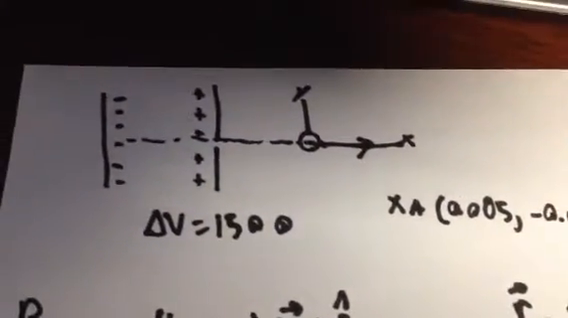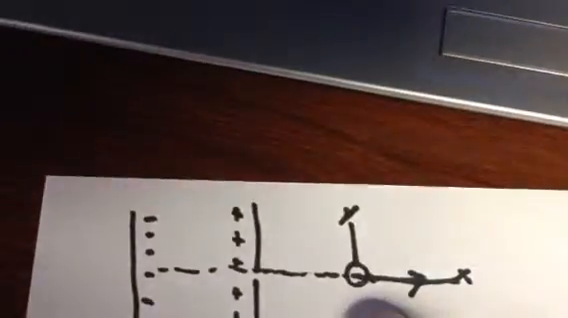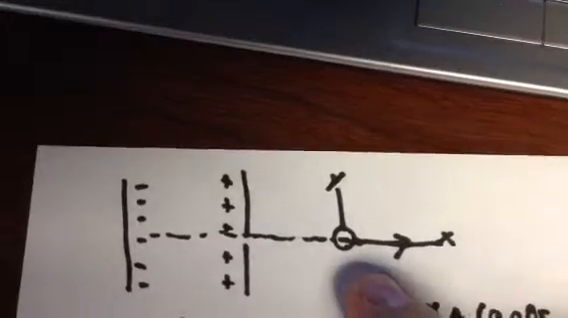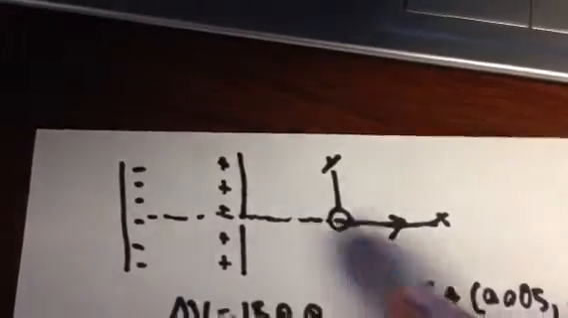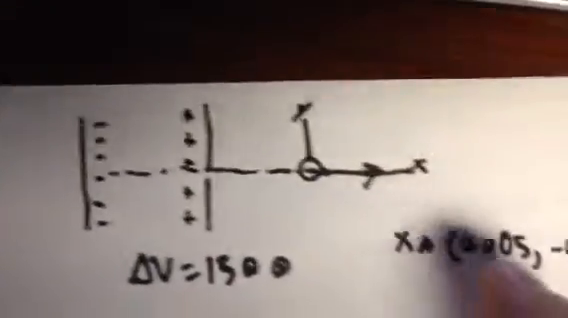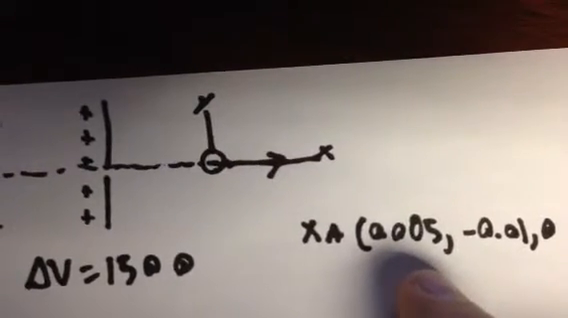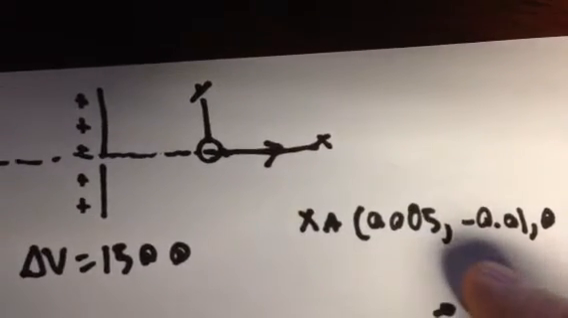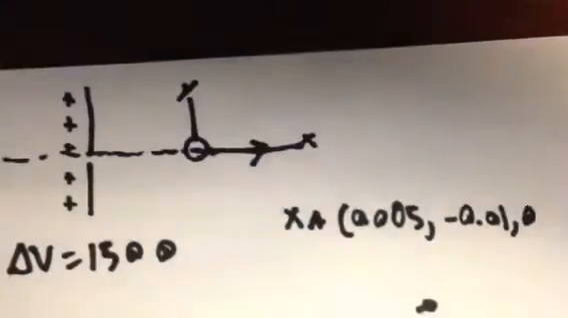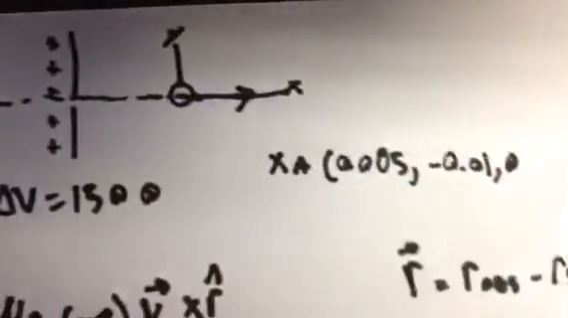We're going to take the position of the electron to be right here, as it's shown, and they want us to find the magnetic field at location A, which is right here, and the coordinates are given here at 0.005, -0.01, and 0 meters. And what does the magnetic field do to the moving electron?